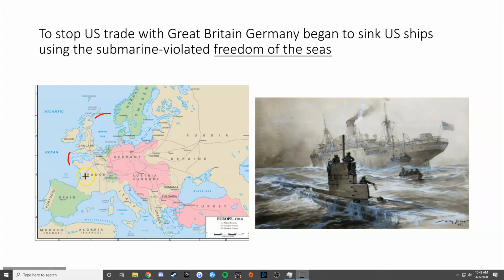We're trading with England. We're trading with France. Well, that is not going to work if you're the Germans. You can't allow that to happen. So what the Germans do is they begin to build and send submarines out beyond the blockade to stop American ships from entering British waters or French waters. All right.